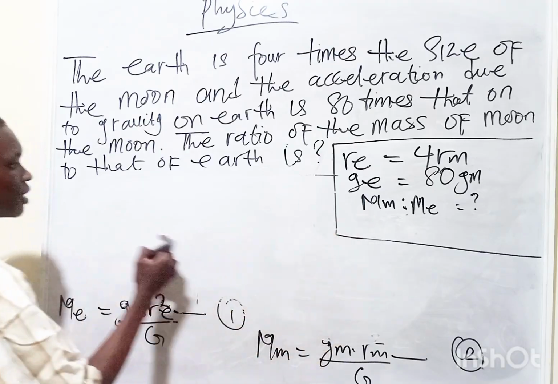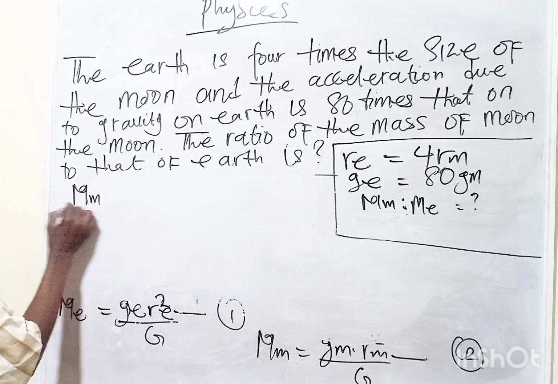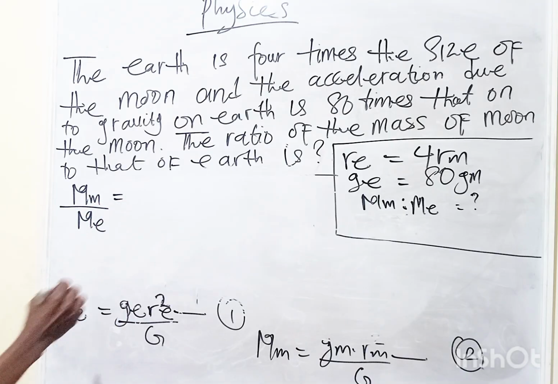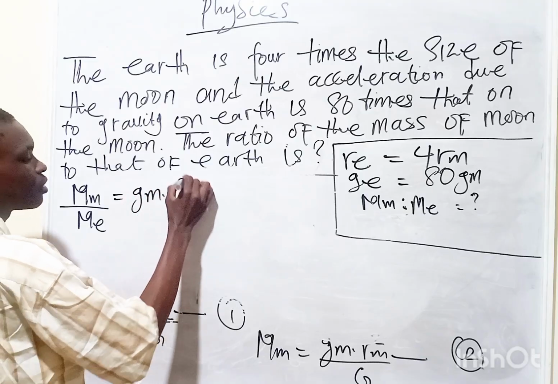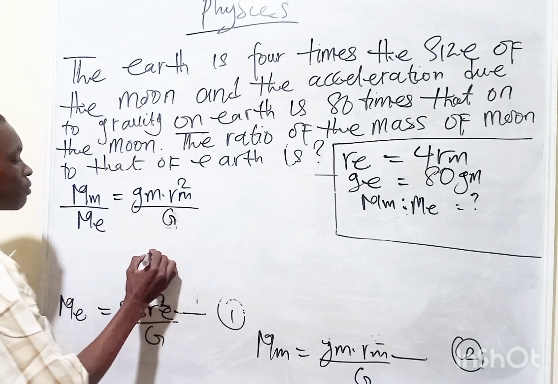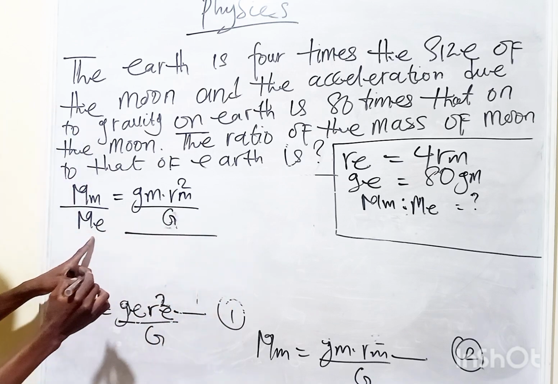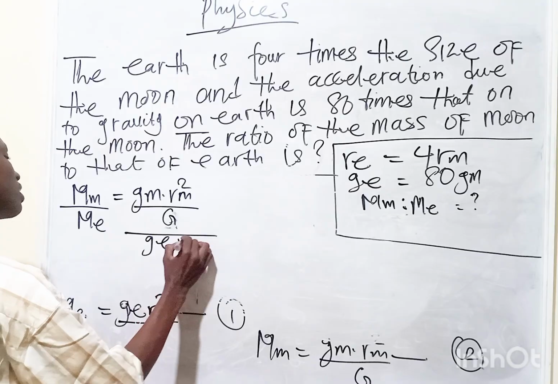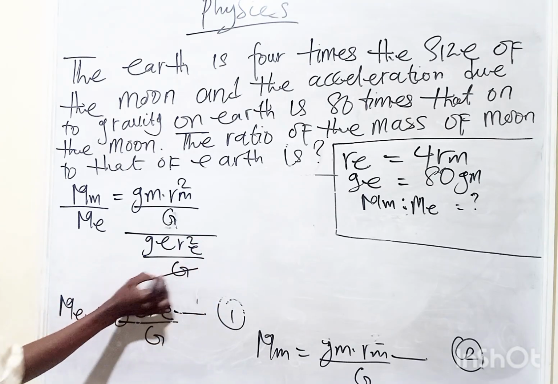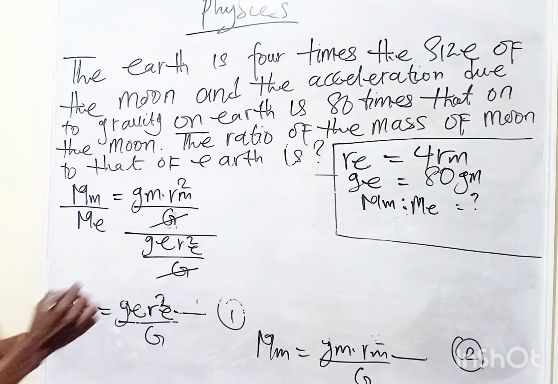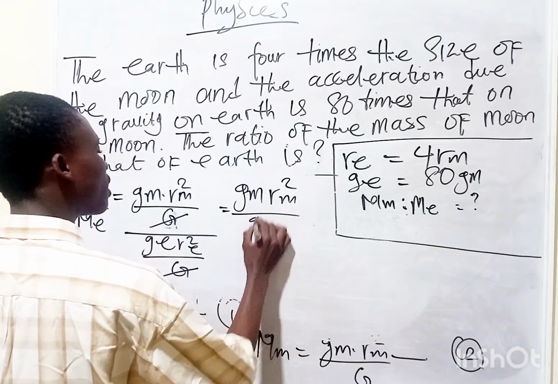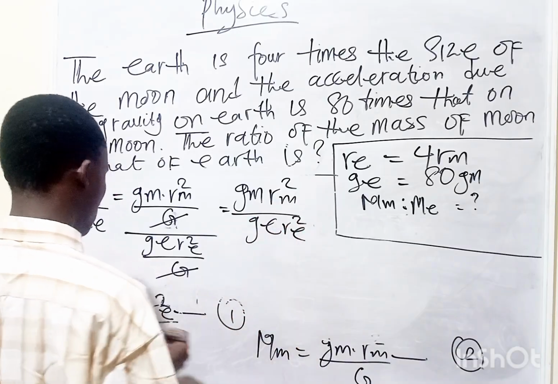of the mass of the Moon to that of Earth, we say that this is the ratio of the mass of the Moon over the mass of Earth, which equals, our mass of the Moon is what? Gravity of the Moon multiplied by radius squared of the Moon all over the big G, and then divided by our mass of Earth, which is gravity of Earth, radius squared of Earth, all over the big G. So clearly, what do we have? This can cancel out this, and we are left with just gravity of the Moon multiplied by radius squared of the Moon all over gravity of Earth multiplied by radius squared of Earth.